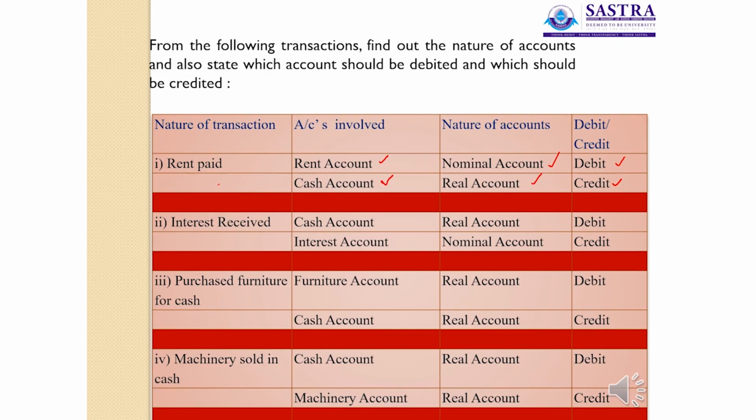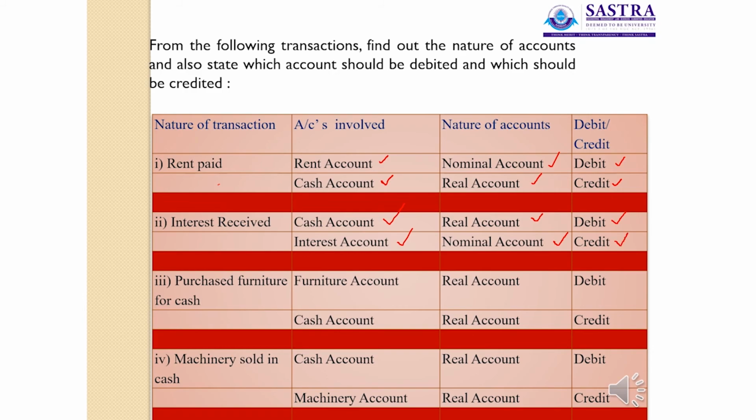Then the next one is interest received. Here what are the accounts involved? One is cash account and another one is interest account. Next, you have to identify the nature of accounts. Cash account is a real account. Interest account is a nominal account. Now you have to apply the rule. The rule for real account is debit what comes in. Here cash comes into the business, so that account will be debited. Interest is an income for us, so credit all incomes and gains; interest account will be credited.